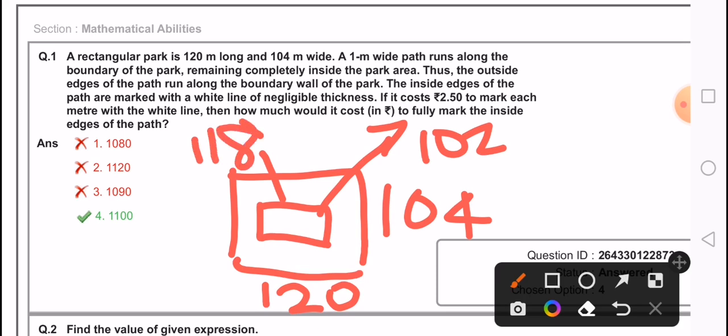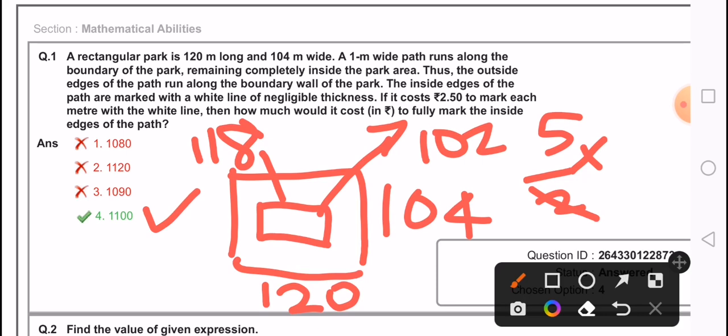Now what they have asked is, inside edges of the path are marked in a white line. If it costs 2.5 to mark each meter with a white line, I can convert it into 5/2 into the perimeter, and for perimeter it will be two times length plus width, so this 2 gets cancelled, and now length plus breadth is 118 plus 102, and it is 220. So 220 into 5, 1110 is the answer. That we can do without writing with a pen and paper.